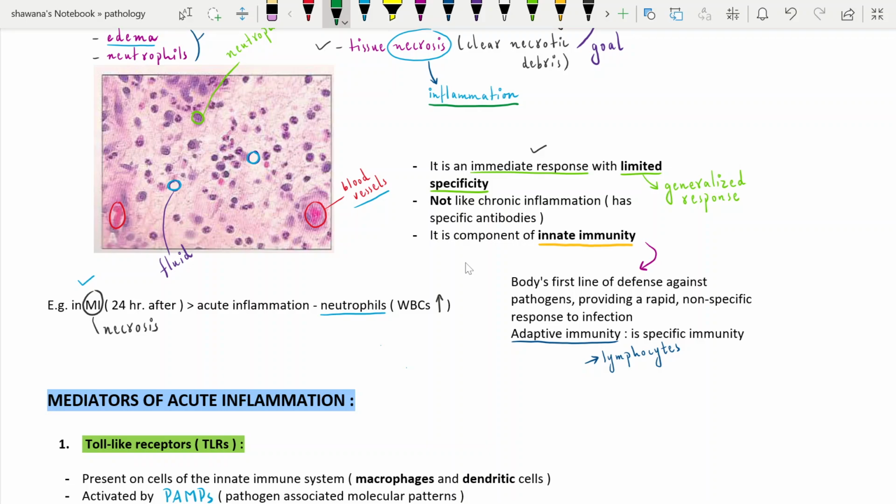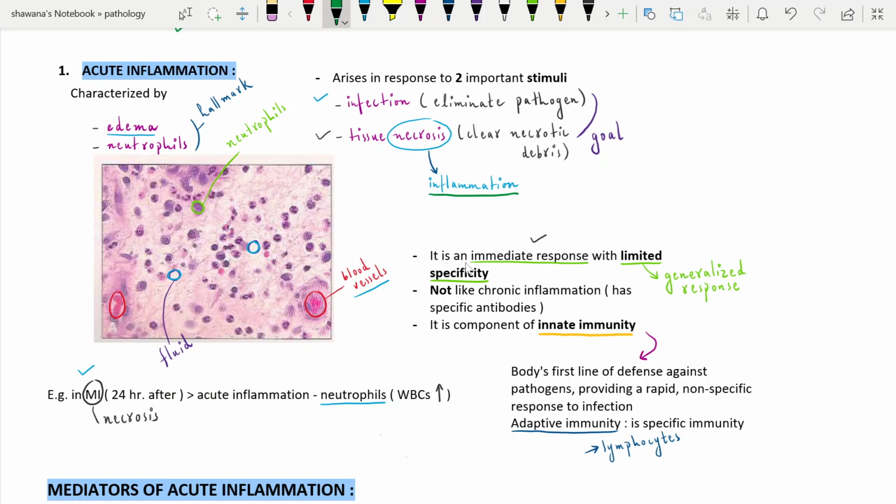What is innate immunity? Innate immunity is the body's first line defense, for example, our skin and mucous membranes. And innate immunity is also rapid and non-specific, a defense mechanism against the pathogens, in contrast to adaptive immunity, in which the immunity is specific due to the production of antibodies by the B lymphocytes.